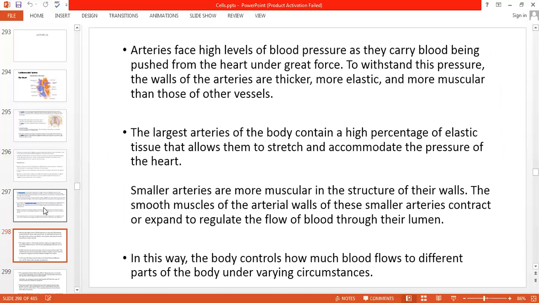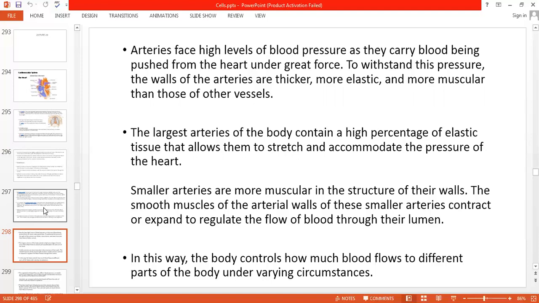Arteries face a high level of blood pressure as they carry blood being pushed from the heart under great force. To withstand this pressure, the walls of the arteries are thicker, more elastic, and more muscular than those of the other vessels. These vessels are found in the upper and lower limbs, and where they need more pressure, they are thicker.